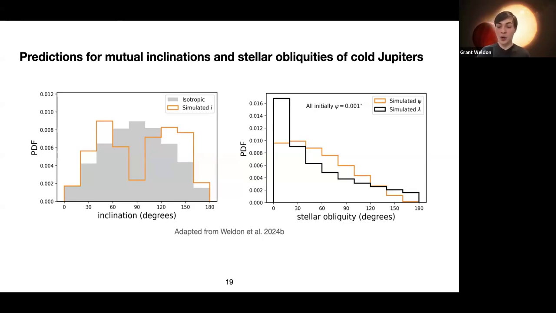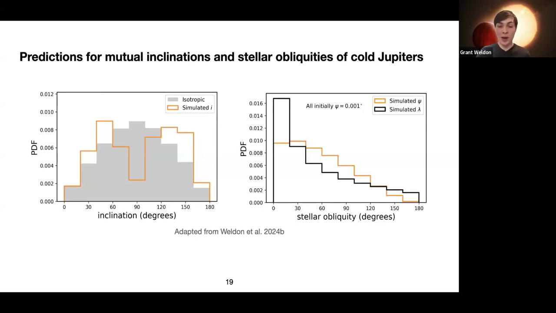On the right, I'm showing the distributions of stellar obliquities. So this is the spin-orbit angle between the orbit of the planet and the stellar spin. And I'm showing both the in-system obliquity and the sky-projected obliquity, lambda, as I defined earlier. You can see many of these systems have high misalignments.